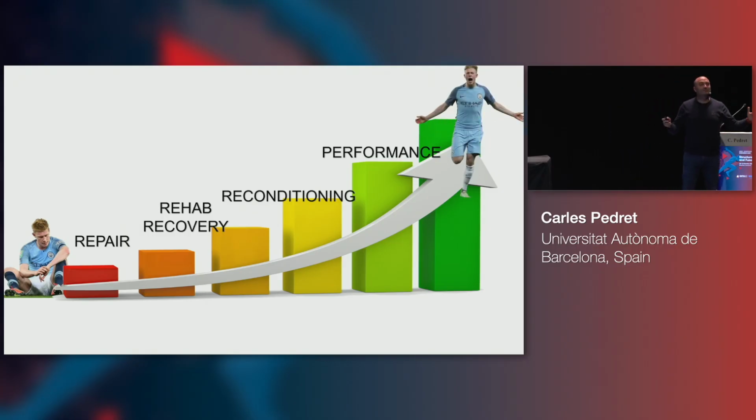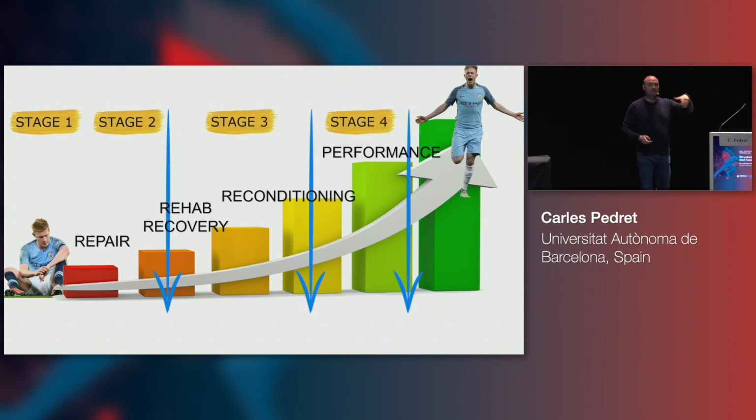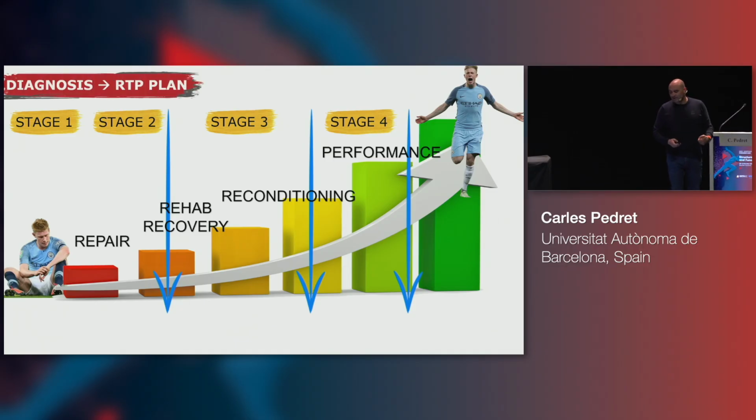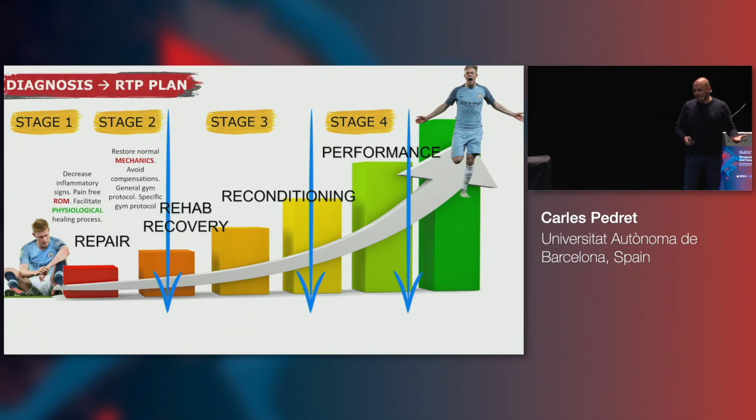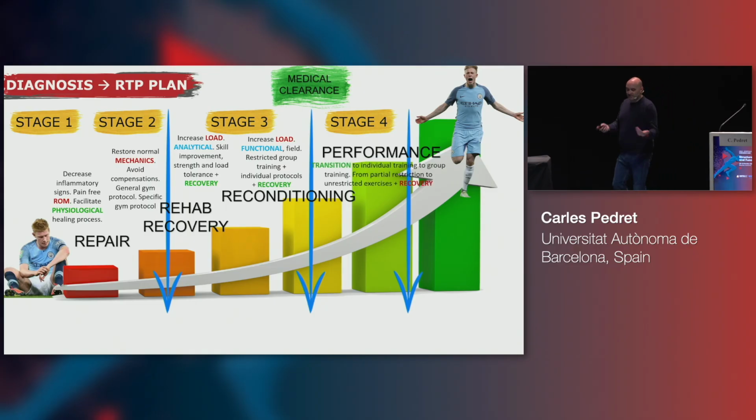But when we plan this process, and I forget the imaging in this stage, we make some kind of steps. So stage 1, stage 2, probably stage 3, and stage 4. And we design a return to play time: decrease inflammatory signs, pain-free range of motion initially, healing process, then restore normal mechanics, and then from stage 3, increase load, analytical working, and then progressing from here until the medical clearance, and then the complete transition to individual and to the cones into the field, okay? And then the sports clearance finally, okay?